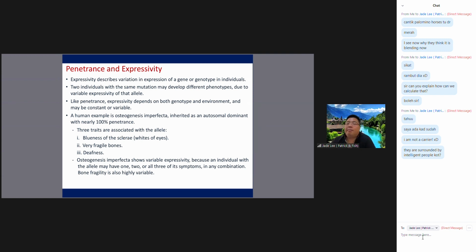Okay, the human example of osteogenesis imperfecta is inherited autosomal dominant, which is nearly 100% penetrant. Contohnya, the blueness of the sclera, which is the white of the eyes, very fragile punya bones, and also deafness. So osteogenesis imperfecta shows variable expressivity because an individual with the allele may have one or two or all three of its symptoms in any combinations, and bone fragility is also highly variable juga. So di sini tadi ialah penetrance, sekarang ialah expressivity.